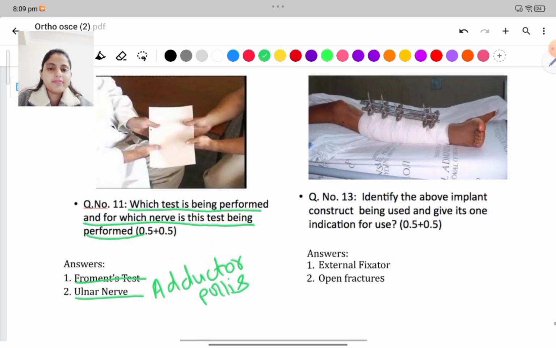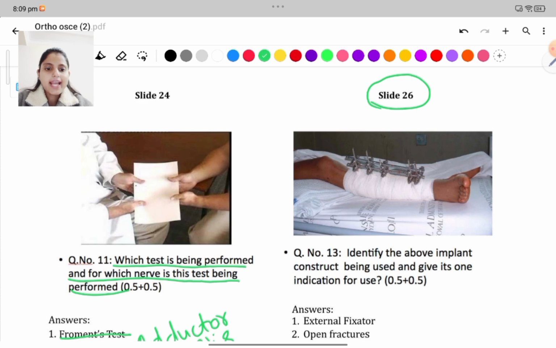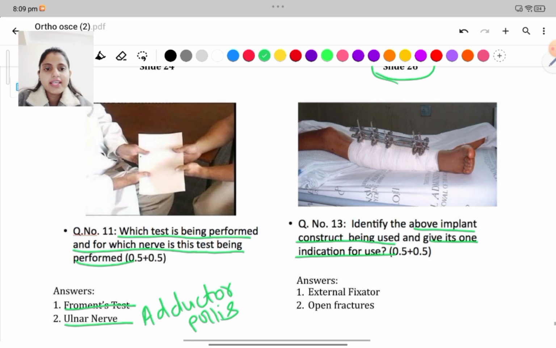Question number 26. Identify the above implant construct being used, and give its one indication for use. Here we can see the external fixator, and the external fixator is used in the open fracture when the wound is contaminated, and in the pelvic fracture.